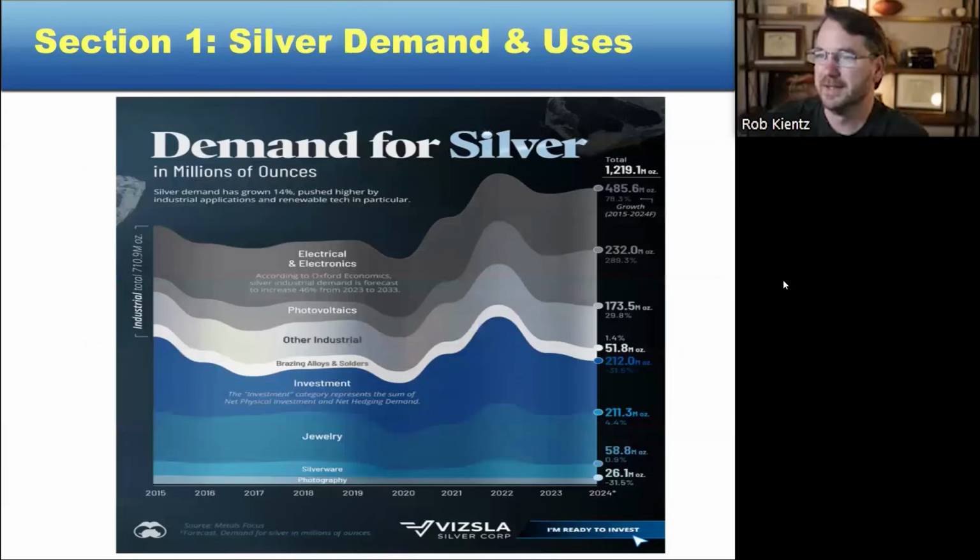All right, moving along. Silver demand and uses. This is really cool. Again, another Visual Capitalist source, Metals Focus, with Vizsla Silver Corp sponsoring. You can see electrical and electronics accounts for a huge amount of tonnage. By the way, this is 1 billion total ounces used as of 2024. That's the best estimate we have.